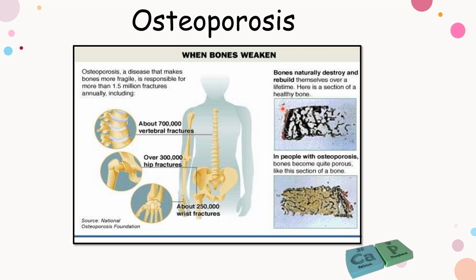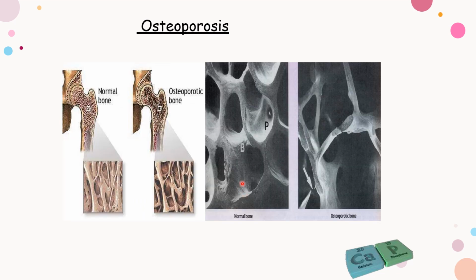Bones naturally destroy and rebuild themselves over a lifetime, and this is the picture in a healthy bone. And in people with osteoporosis, bone becomes quite porous like this. Here you can see the bony part is very much decreased, and the empty spaces are more. So this is again the picture of normal bone and osteoporotic bone. The bony content is decreased and porosity increases, so that the bone will be easily breakable.